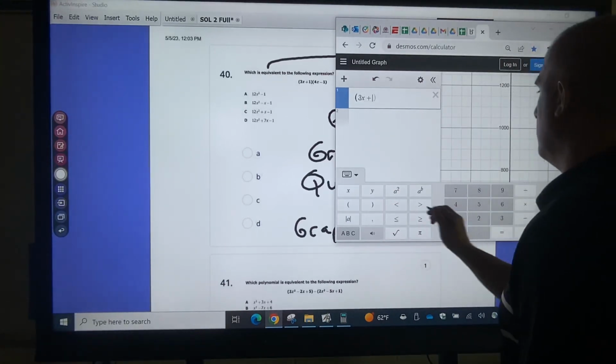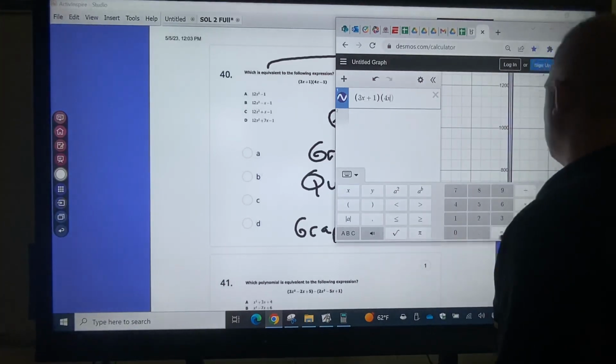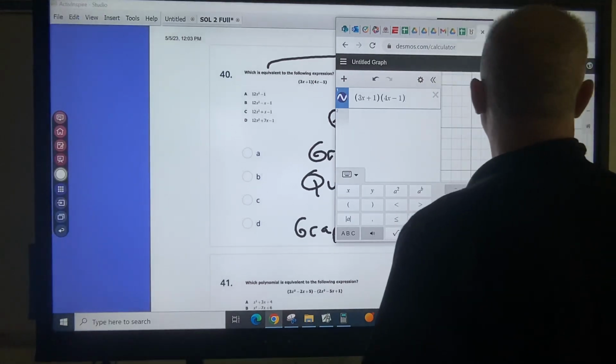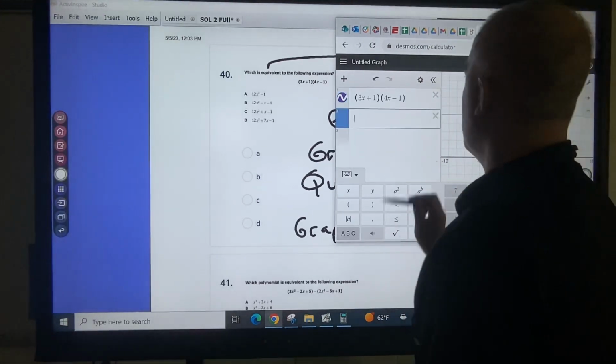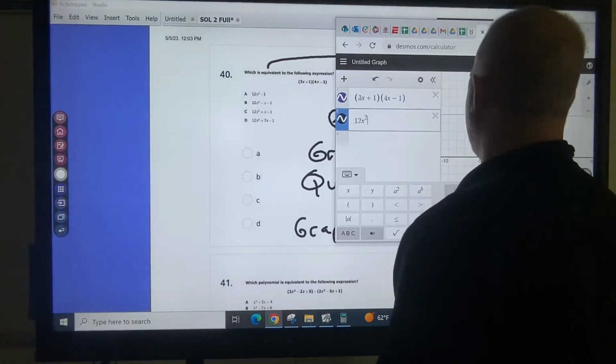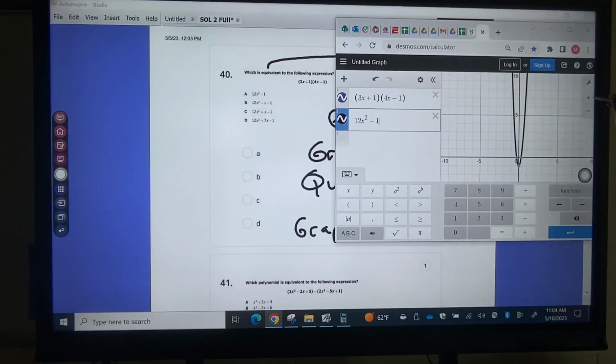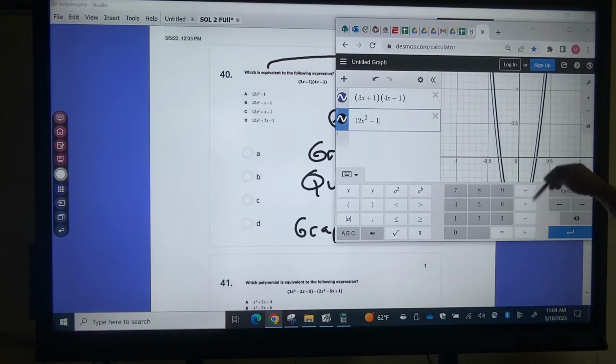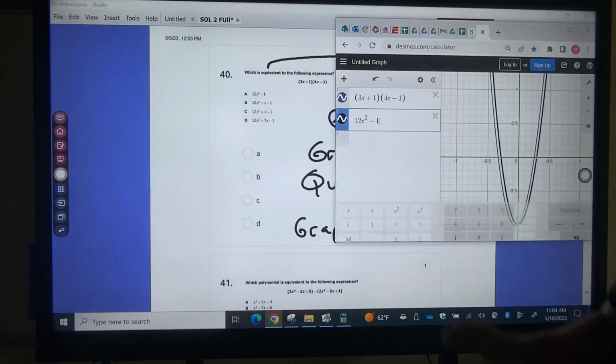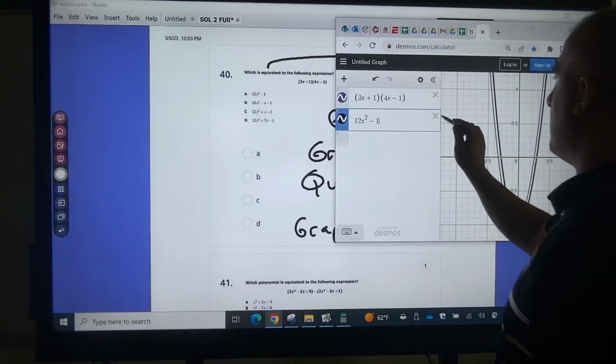3x plus 1, 4x minus 1. All right? Okay? I'm going to hit home. That's my shape. If I type in 12x squared minus 1, be careful. Zoom in a little bit. Okay? As you can see, they are two different shapes. So that can't be my answer.